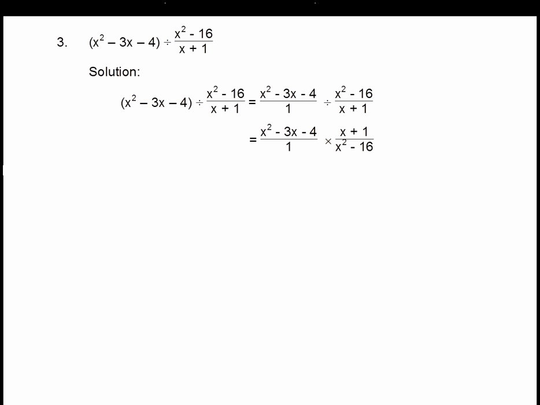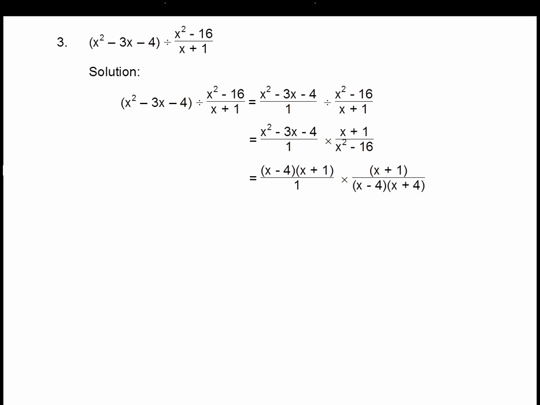Now we want to factor everything. So this factors as x minus 4, x plus 1. Okay, x plus 1 is factored. We just put it in parentheses. And x squared minus 16 is x minus 4, x plus 4. So everything is now factored for us.